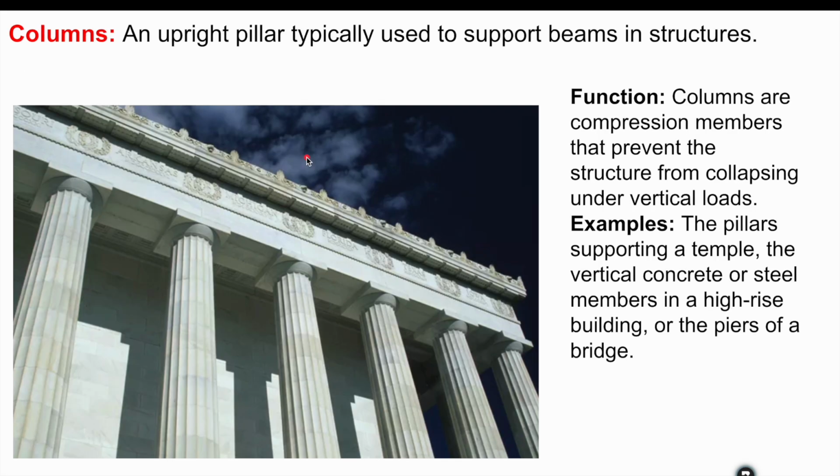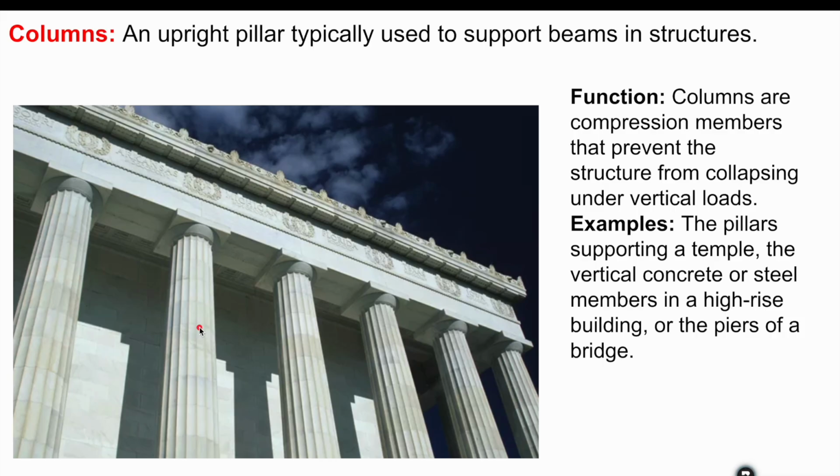We have columns, and columns are upright pillars typically used to support beams in structures. So we've got these columns right here. These are what we typically think of as columns. And of course, this would be a beam up here. So this is a continuously supported beam because we have more than two columns.